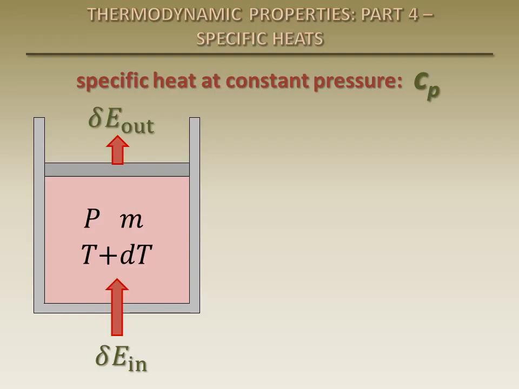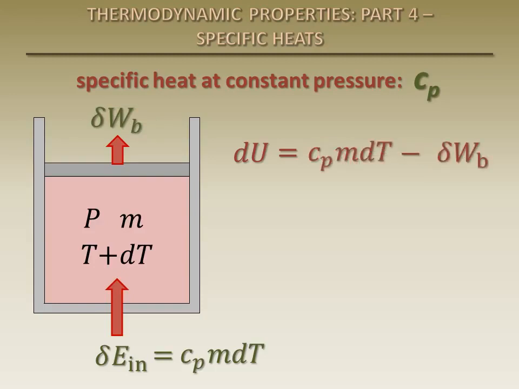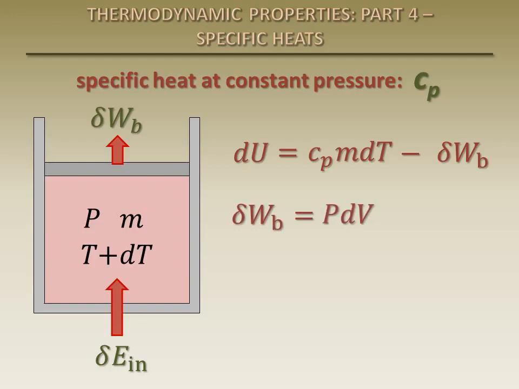Just as before, the differential change in the internal energy of the substance is equal to the energy transferred into the system during the process minus the energy transferred out of the system during the process. The energy transferred in is equal to the specific heat at constant pressure times the total mass times the change in temperature. And the energy transferred out is equal to the boundary work done during the expansion process. Remember that a differential amount of boundary work is equal to the pressure times the differential change in the volume of the system during the process. We will now bring the P dV term to the left side of the equation.